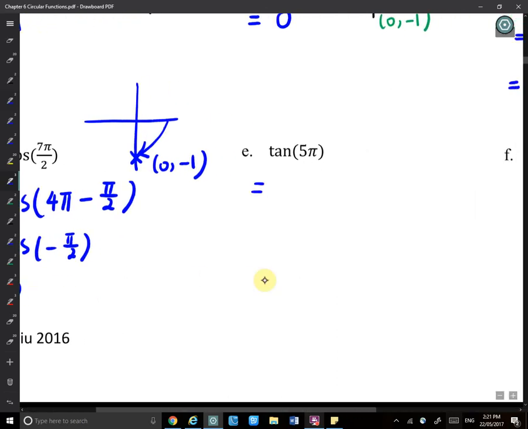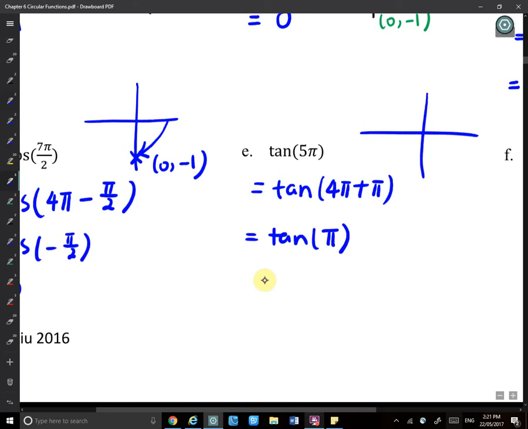Tangent 5 pi will be tangent 4 pi plus pi. That will be tangent pi. For tangent, if the value lies on the x-axis, in that direction, it will just be 0. So tangent pi is just 0.